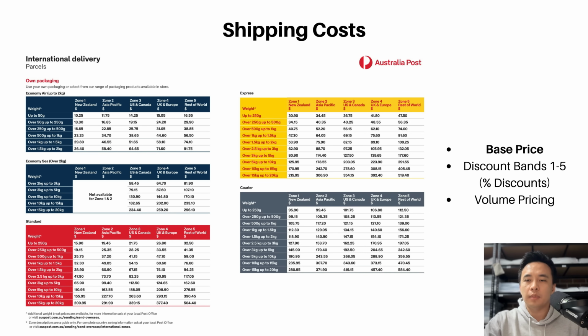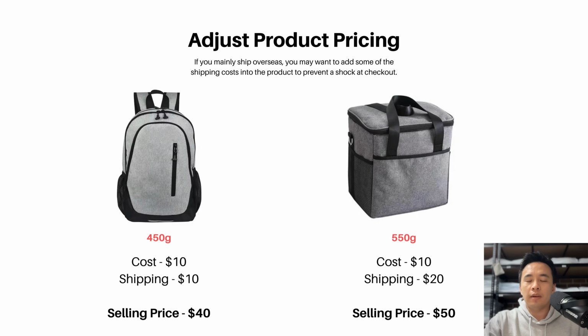Perhaps you may want to add some of that to the actual product itself. So for example, if we have two items over here, one is 450 grams to ship, another one is 550 grams. The cost is the same to purchase and ship to your warehouse. Let's say, for example, it's $10 for this one because it's under. The other one is $20. You may want to adjust the selling price to be a little bit more expensive to cover some of that cost.